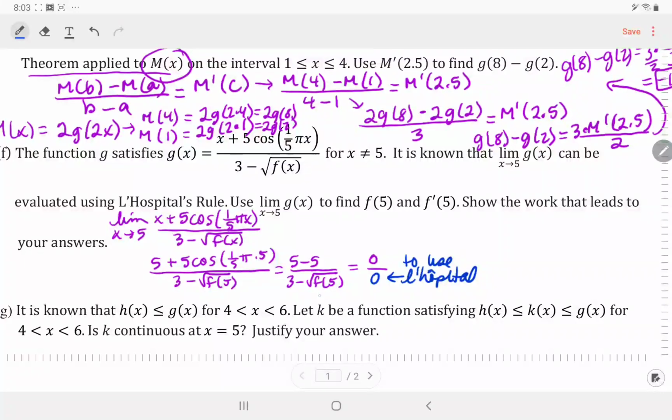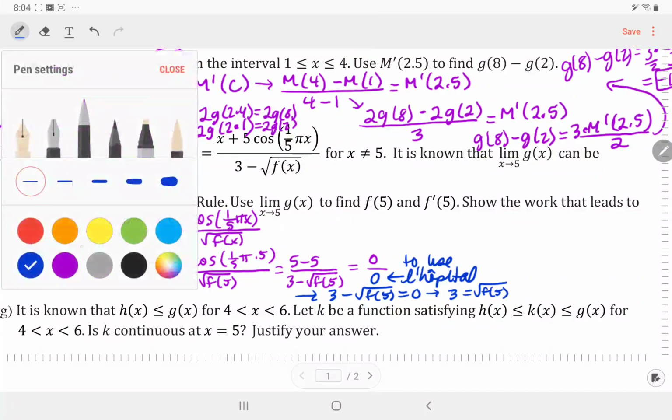Okay, so what that means is therefore 3 minus radical f of 5 has to equal 0. Let's move the radical f of 5 to the other side. So that's 3 equals radical f of 5. And then we're going to square both sides.